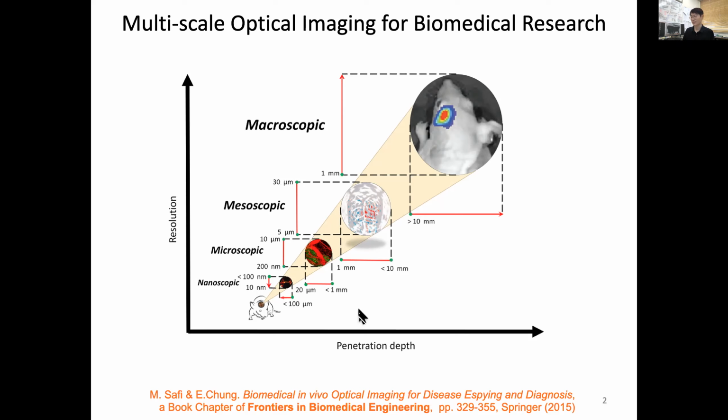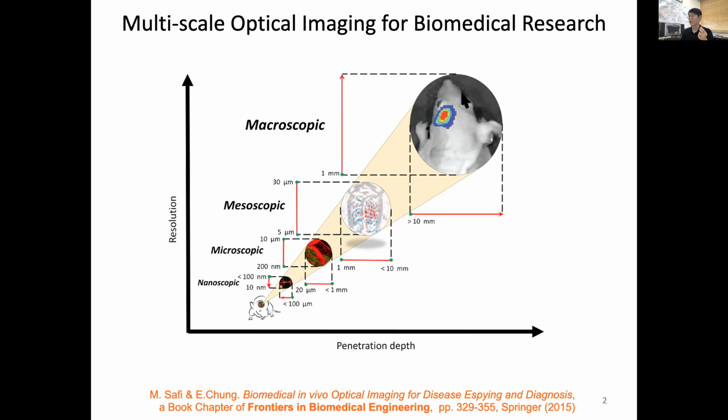aspect. So in this plot, the x-axis is penetration depth, and the y-axis is resolution. The use of light is great because light has a very small wavelength, which means we use the light as a ruler, and we can measure very tiny things, even in the microscopic or nanoscopic range.